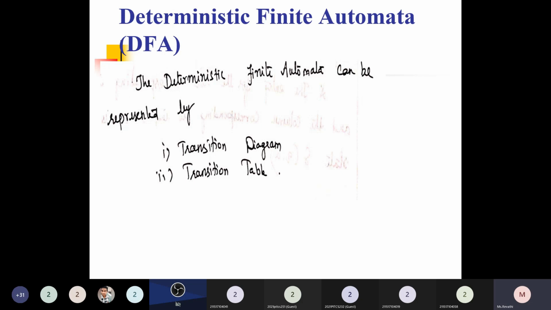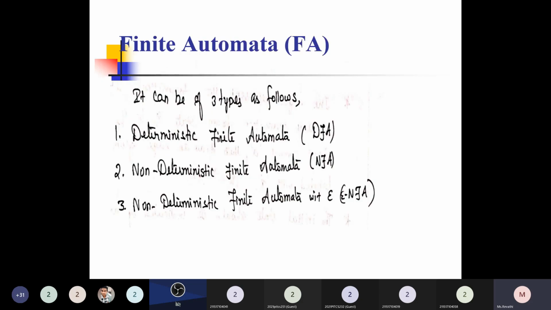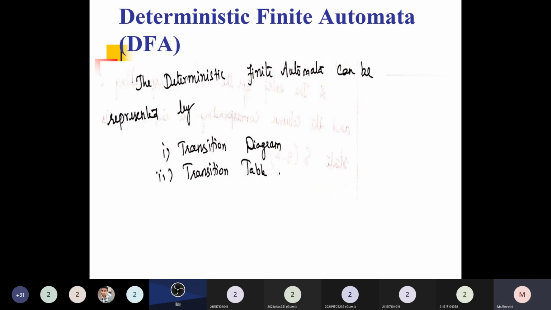What about non-deterministic finite automata? In non-deterministic finite automata, for a particular input symbol, we have more than one path. We cannot determine a particular path for the current input symbol from the current state. That is non-deterministic. In deterministic, there is a single path. In non-deterministic, there is more than one path for a particular input symbol from the current state. That is DFA and NFA. Am I clear? Yes.